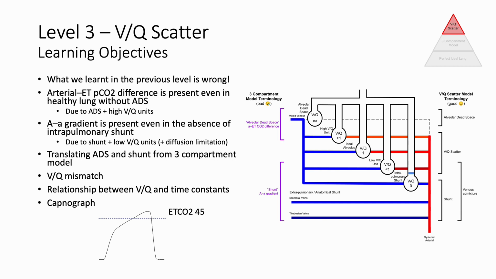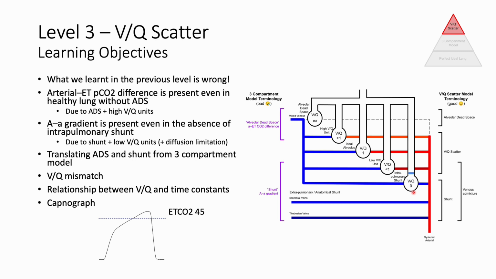In the VQ scatter model, we retain the three compartments from the previous model: the ideal alveolus, which has a VQ ratio of 1, alveolar dead space with a VQ ratio of infinity, and intrapulmonary shunt with a VQ ratio of 0. But we must now recognize that the lung actually contains 500 million alveoli, all of which have their own VQ ratio that lies somewhere between 0 and infinity. So really, a 500 million compartment model would be most reflective of reality. However, such a model would be less useful because it would be so cumbersome to use.